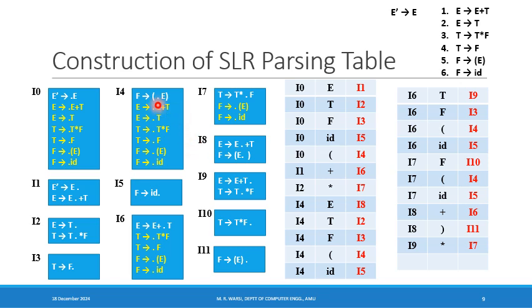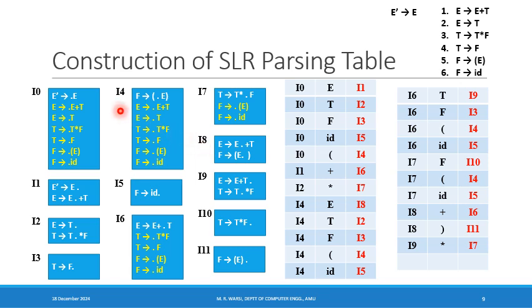So I'll be shifting dot after capital E, and to the I8 state I will add capital F derives opening bracket capital E dot bracket close. And for this LR0 item, I'll shift dot after capital E, and to the I8 state I will add capital E derives E dot plus T. Now in these two LR0 items, I have a terminal symbol after the dot. So even if I take the closure, no more LR0 items will be added to the I8 state. So my I8 state is complete.